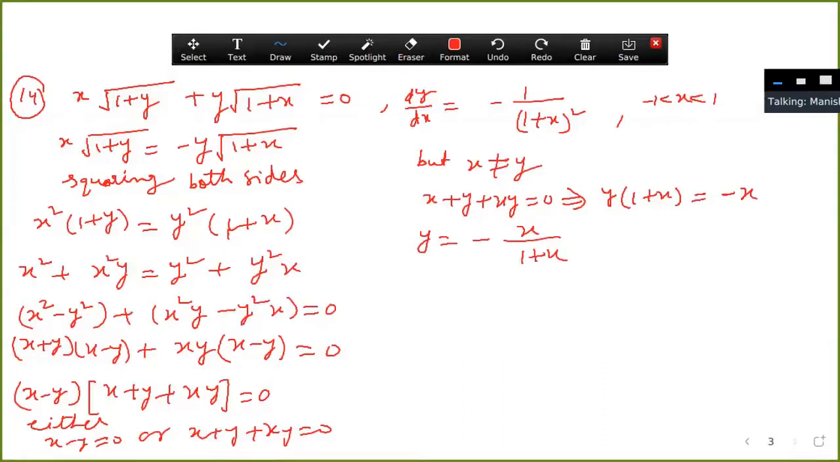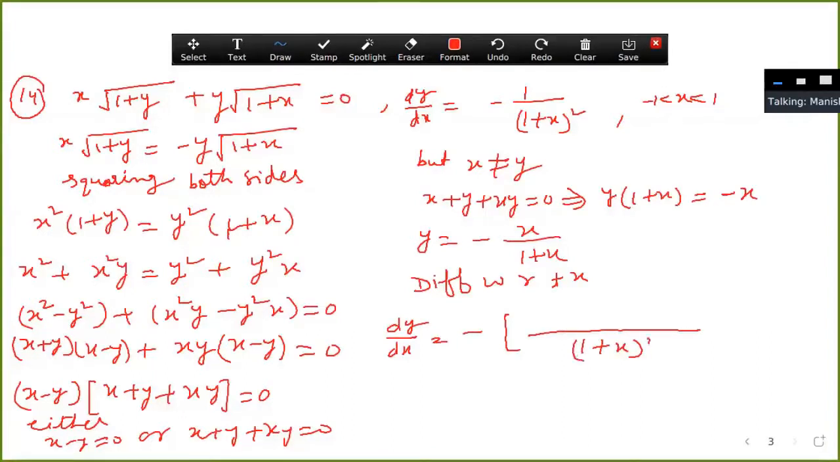Now differentiate. You have now got the function in the form y is equal to f(x). So differentiate the function now, with respect to x. What you will get? dy upon dx is minus, and applying the u upon v algebra, that is 1 plus x whole square, 1 plus x as it is, the derivative of x, minus x as it is, the derivative of 1 plus x.